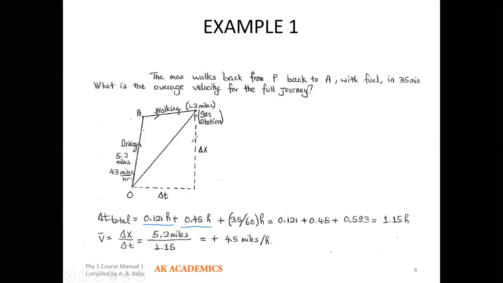And then it traveled back from P to A. This is important. It traveled back from P to A, according to this second question, with fuel in 35 minutes. So we have to add that time to find the new total time. Initially, total time was just the addition of 0.121 and 0.45 because it was from O to A and A to P. Now we are adding one more movement, which is P to A, and it did that in 35 minutes. 35 minutes divided by 60 will give us that in hours. So you have 35 over 60 hours here.